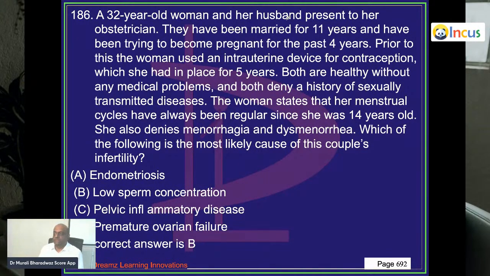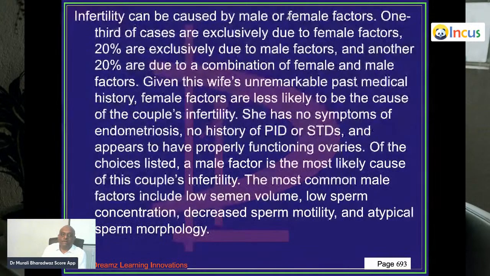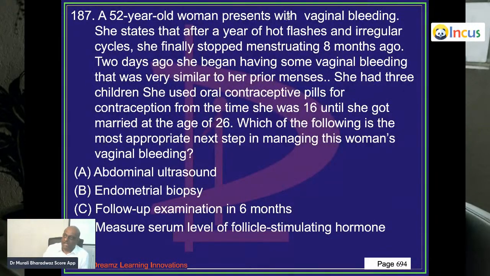So, doctor, infertility can be caused by male and female factors. So just don't get biased about only women. Always you need to evaluate men also. How is the sperm motility, etcetera. 52-year-old vaginal bleeding.